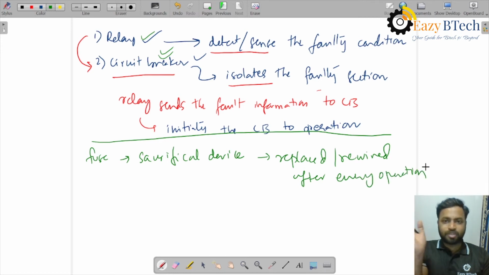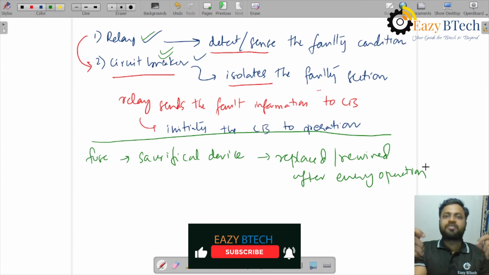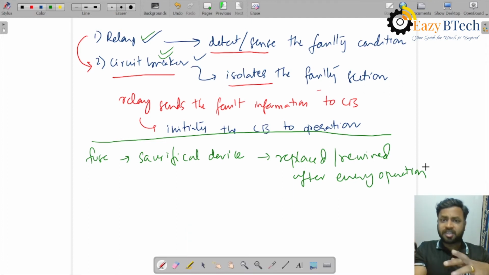Whenever a fuse blows out, the fault has to be rectified first, and then manually the fuse has to be rewired if it is a rewirable fuse, or if it is a cartridge fuse, a new cartridge has to be replaced. So this takes a considerable amount of time. Time is spent on clearing the fault, as well as on rewiring or replacing the fuse. So that is one major drawback of the fuse. Also, the fuse is not very sensitive to low fault currents.